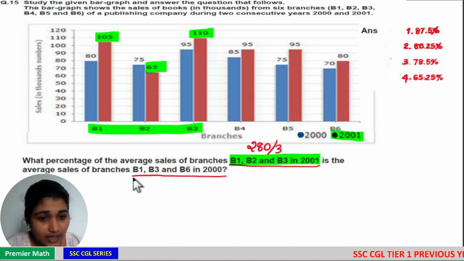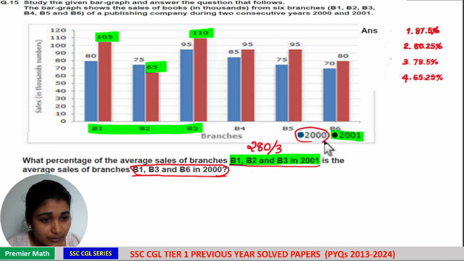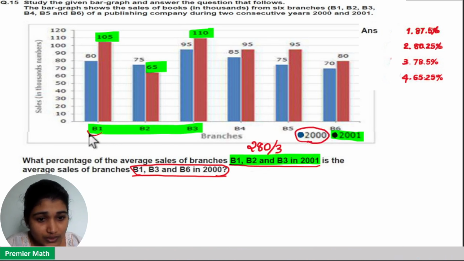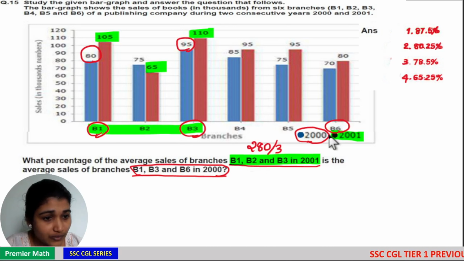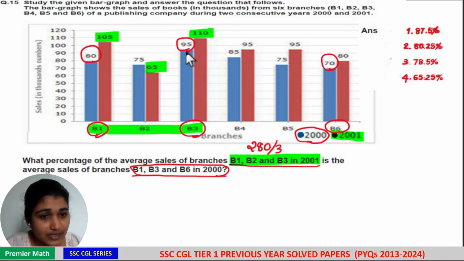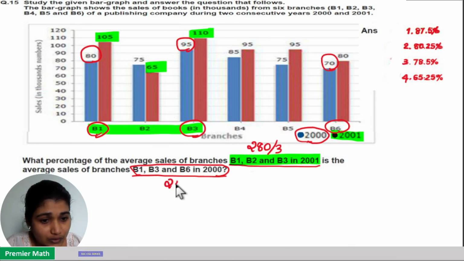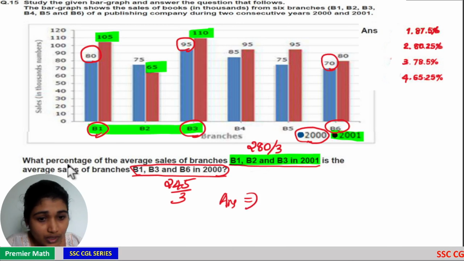Now take the average of B1, B3, B6 in 2000. Here 2000 represents this blue color. So these are B1, B3 and B6. In B1, 80, B3, 95 and B6, 70. 80 plus 70 is 150. 150 plus 95 means 250 minus 5, 245. So average is 245 by 3. Then the answer is equal to what percentage of 280 by 3 is 245 by 3.